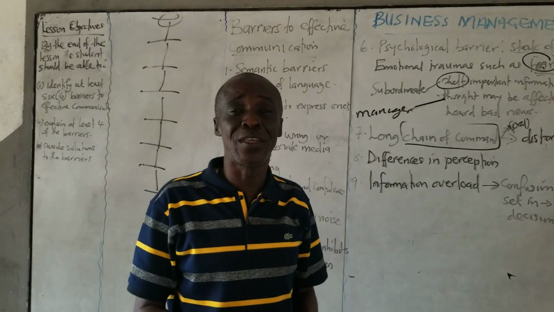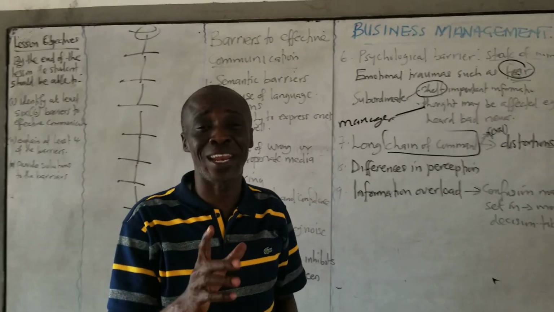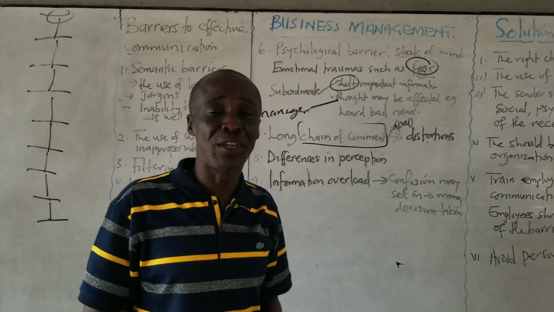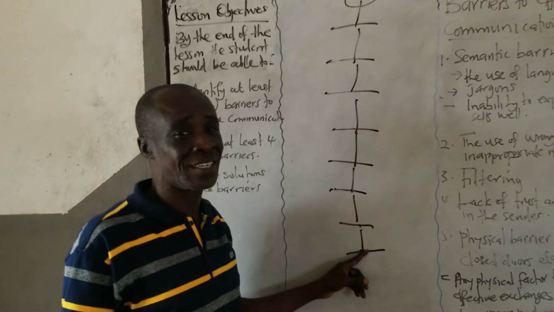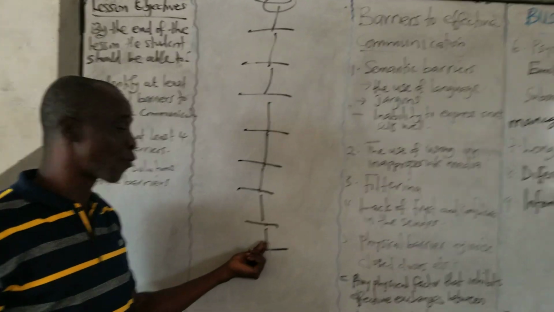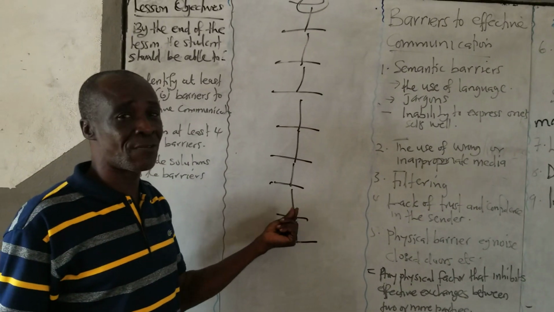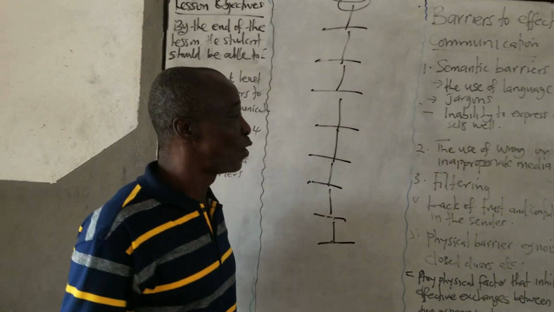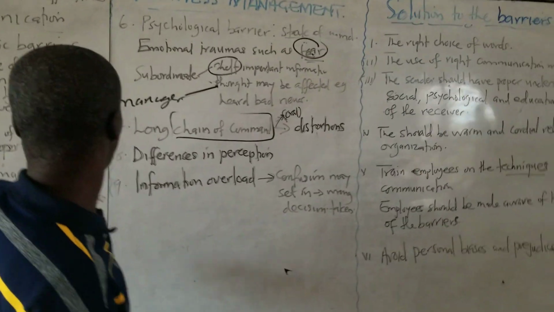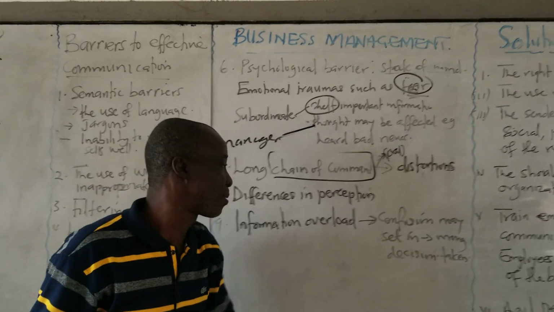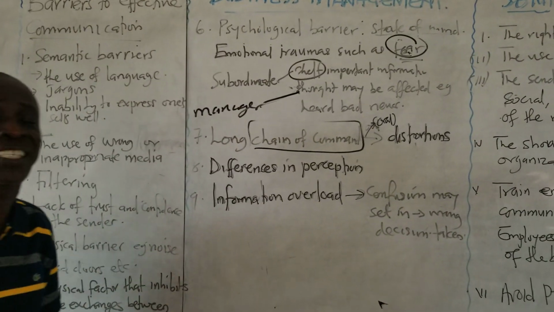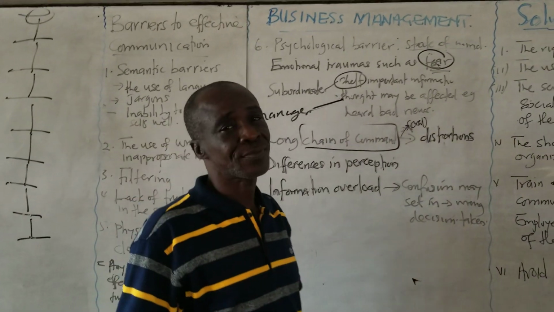But that may not be so, especially when it is written communication. Because as for written communication, if a letter has been written, it's the same letter that moved from here to this place, the same letter from here to this, and so on and so forth. So that is long chain of command. It causes distortions. The next one, which is the 8th point, is differences in perception.